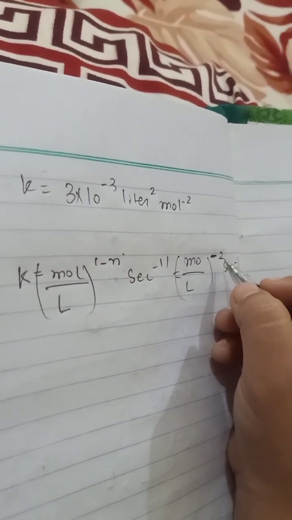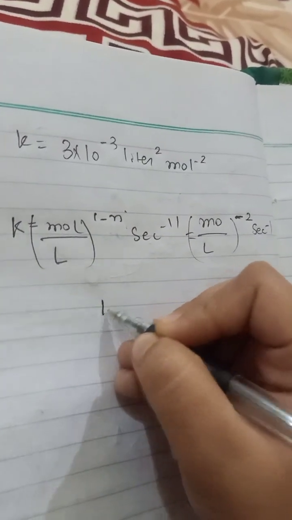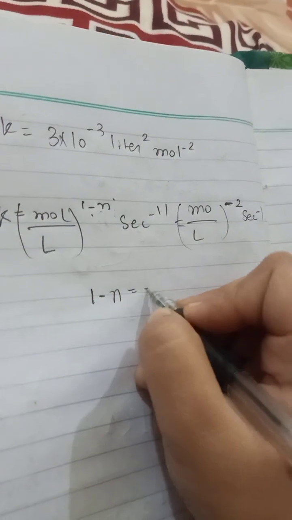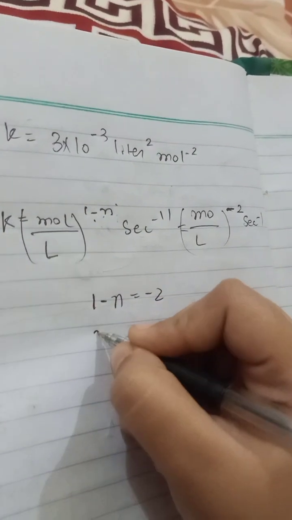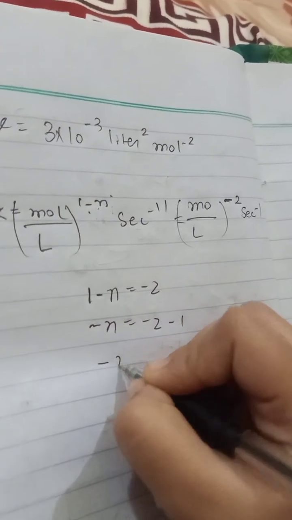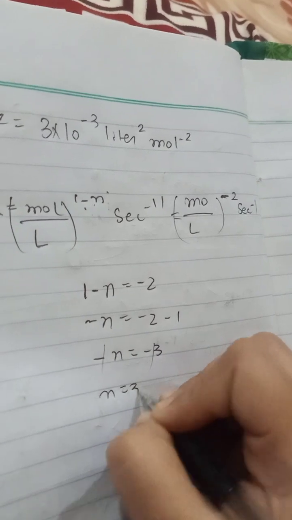Alright, so here we have to find what? Here we are having 1 minus n, which is equal to minus 2. So here minus n is equal to minus 3. So the minus signs cancel, and n will be equal to 3.